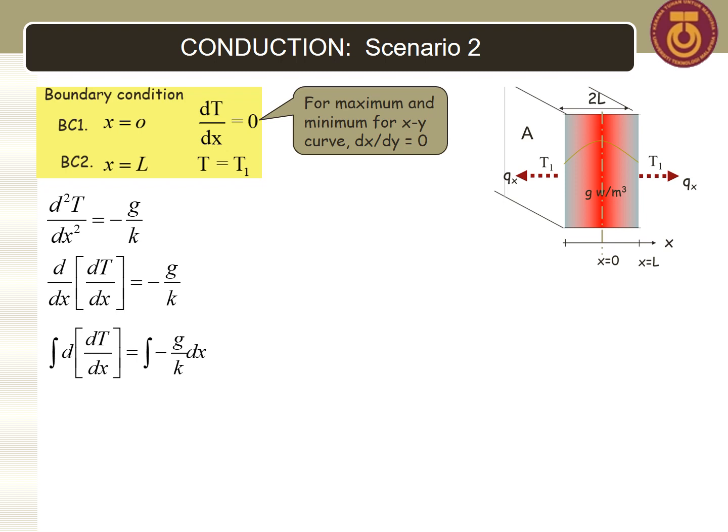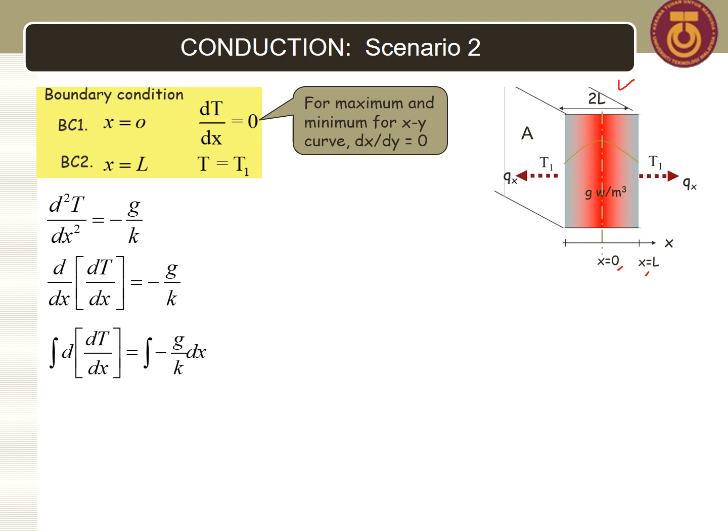Let's start our derivation by introducing the boundary conditions first. So consider this system. I've explained about this. Let's see the boundary conditions. We are considering from x equals 0 to x equals L.